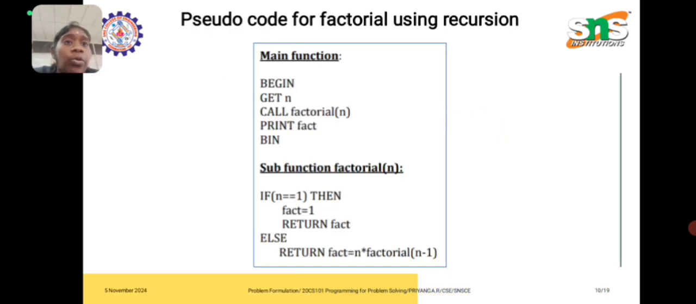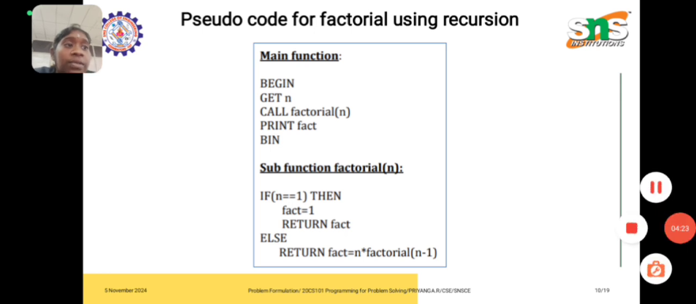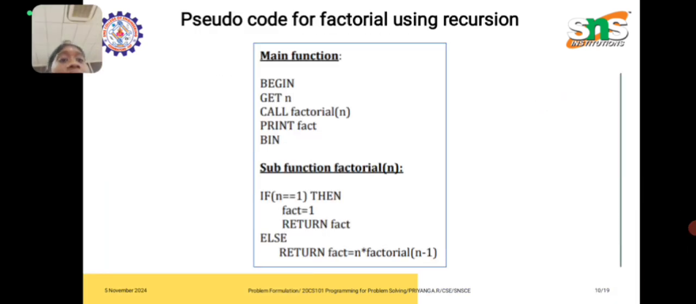And this is the pseudocode for factorial using recursion. First we take the main function, begin. After that, get n. Pseudocode has some keywords used to write it. These are the things that occur in the pseudocode.